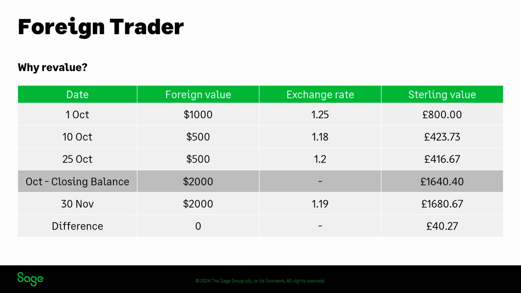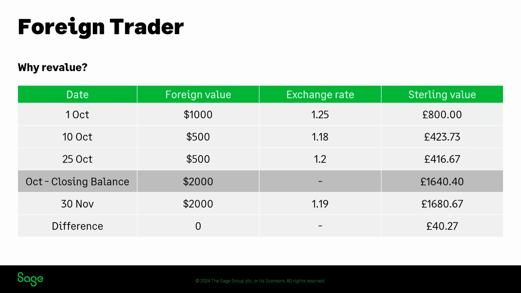Now, if we did nothing, as at the end of October, that foreign value, we've had 1,000 come in and 2 lots of 500, so we'd have $2,000 sat in the account. Adding up the base currency equivalents, we'd have £1,640.40. Now, let's say we've got no other activity until the end of November, and we need to do our management reports. Let's say at the end of November, the exchange rate is actually 1.19.